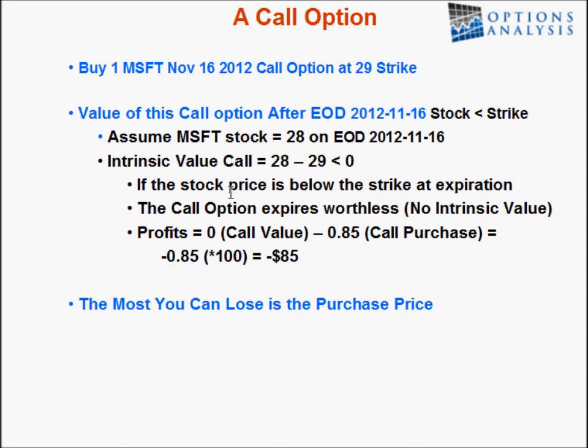So our profits, assuming we do not try to exercise the call even though it's not making money, would be 0. We paid 0.85 to get the call, so our profits, if the stock ends up being below 29, is minus $85. In other words, if the stock stays below your strike price at expiration, the most you can lose is your original purchase price of your call option, and you can't lose anything else.